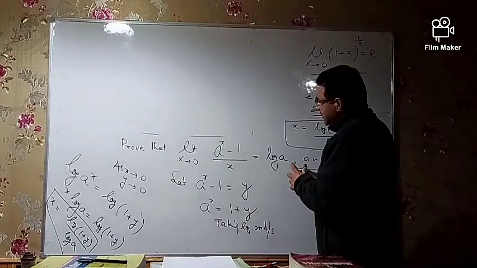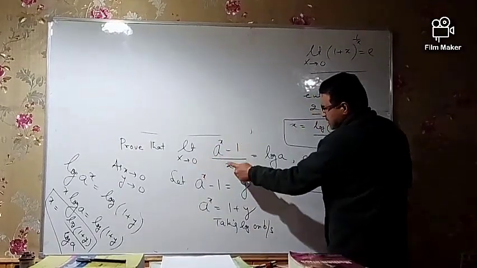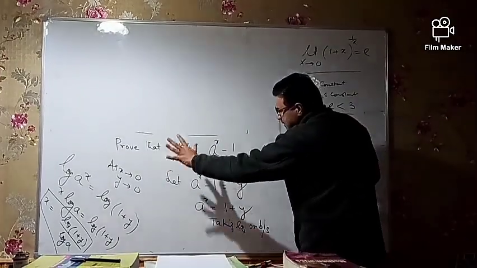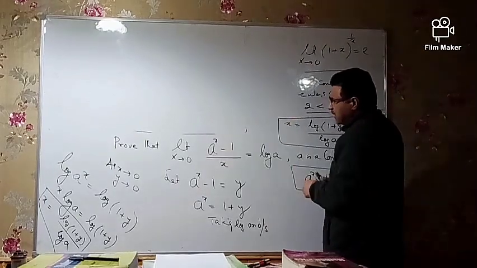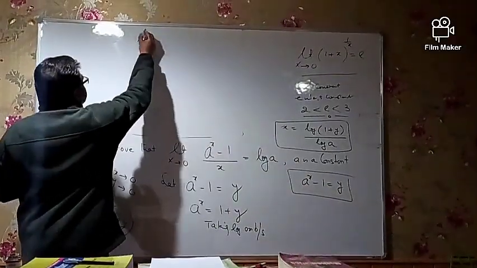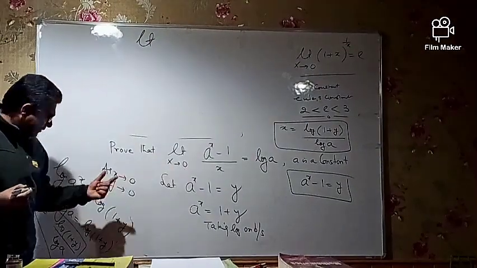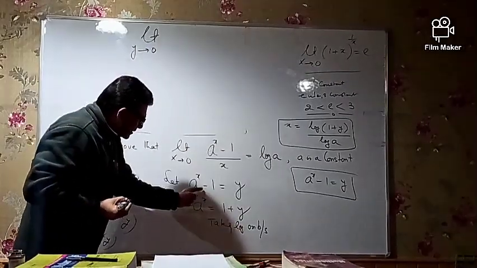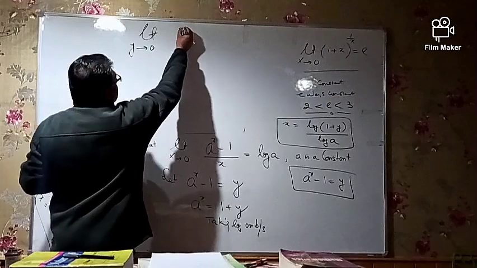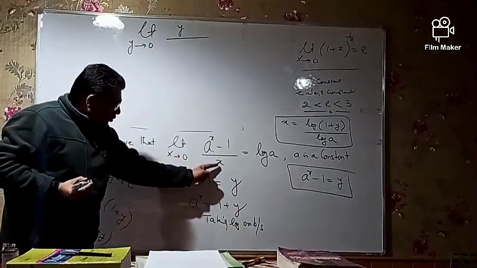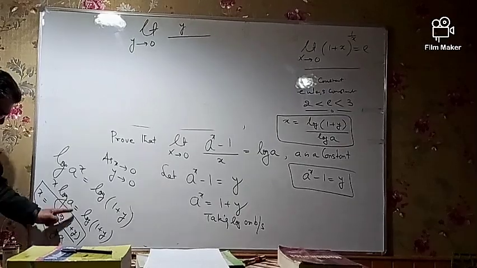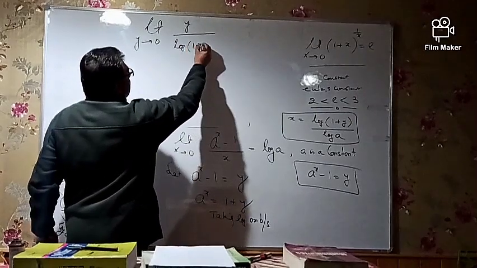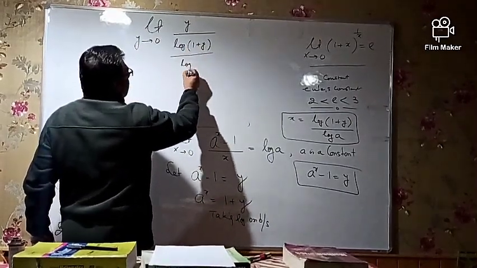Now this is limit x tends to 0, a raised to power x minus 1 divided by x, which we have to prove is equal to log of a. So I have made substitutions. Now I will substitute it here. I will write limit, x tends to 0 will give us y also tends to 0. So I will write y tends to 0. Now instead of a raised to power x minus 1, I will write y. So it will be y divided by, in the denominator there is x, but the value of x I have obtained is log of 1 plus y divided by log of a.